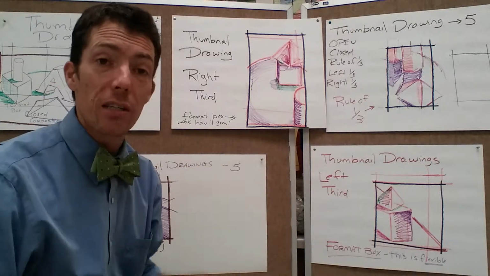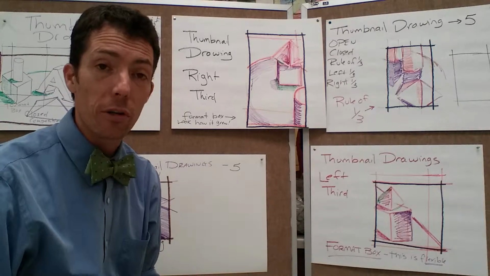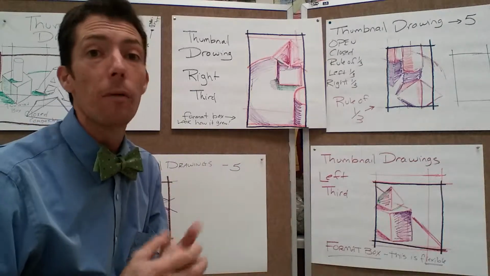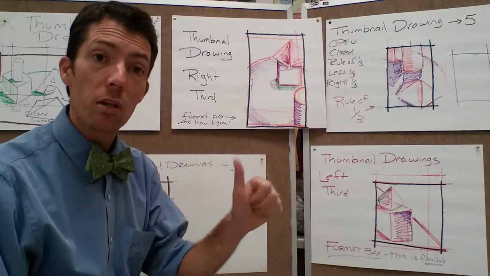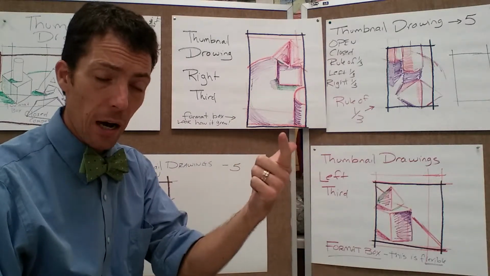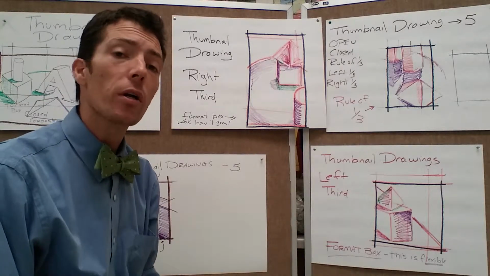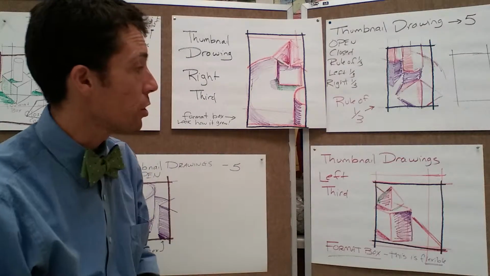So compositions, it doesn't matter how you arrange objects on your piece of paper or your canvas or with your sculptural objects, you're creating some sort of composition. We're going to talk about 5 of them today. We're going to start with open composition, closed composition. We're going to deal with rule of thirds. We're also going to talk about left third and right third compositions.